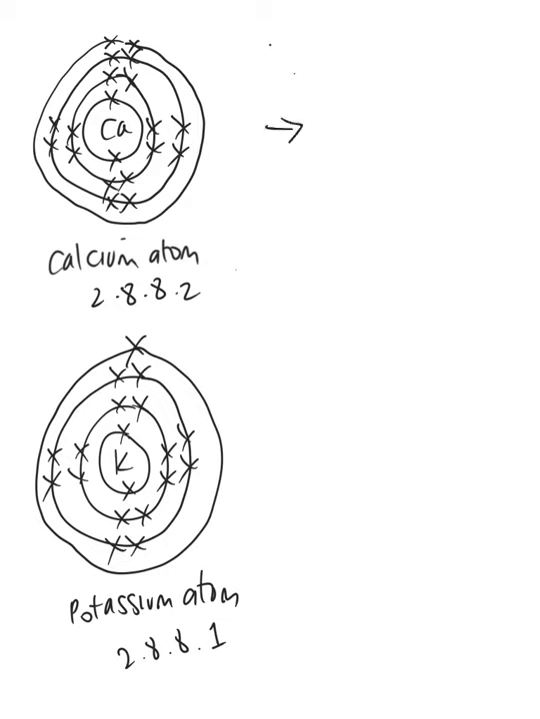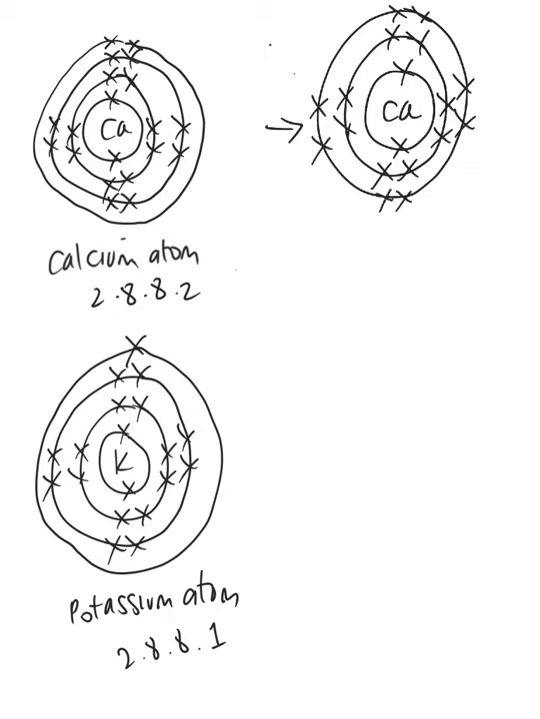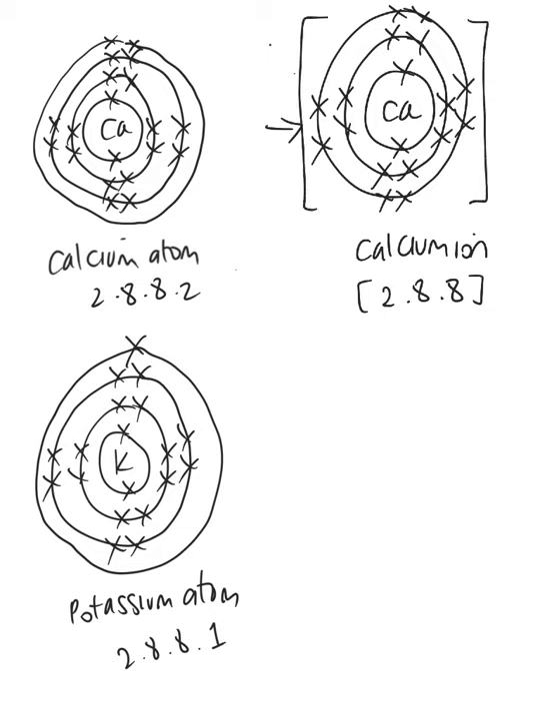So calcium turning into an ion will look like so. Okay, so rather than calcium having 2 on the outer shell, as a calcium ion, it now has 2.8.8. Okay, it's actually lost 2 electrons. So we draw the square brackets to show that it's an ion.